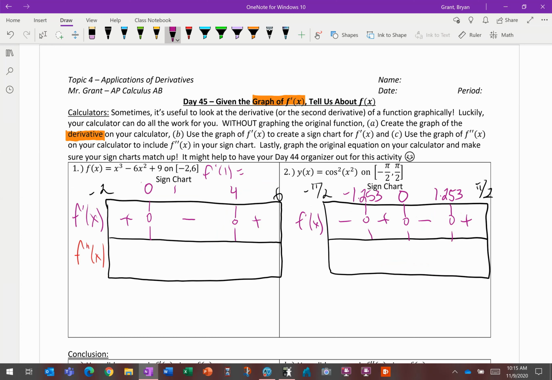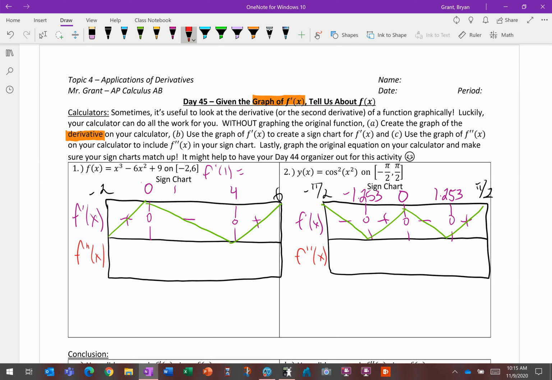This actually gives us a good indication of what my original graph looks like, right? It tells us my original graph will increase and then decrease and then increase. And this original graph will decrease, increase, decrease, increase. All right, well, let's look at f double prime. It shouldn't shock you that the process for f double prime is not too different.